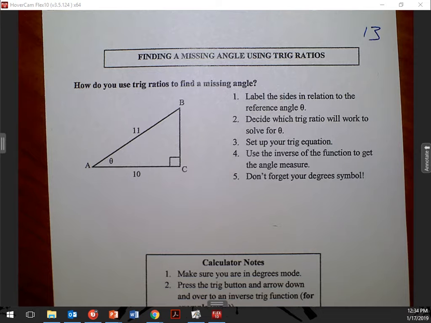Alright, hello, afternoon, this is geometry. We have finding a missing angle using trig ratios. Now, in this case right here, we have a missing angle and we know two sides.